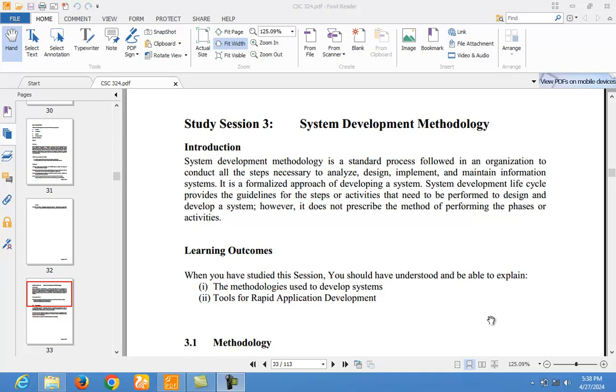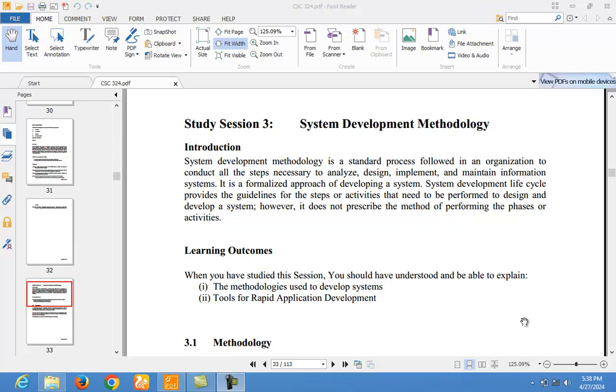We're looking at study 3, system development methodology. How do we develop a system? What are the methods that we use to develop a system? That is what system development methodology is all about. So in this particular session, you should understand the technologies, the methodologies used to develop systems, and the tools for that, which is rapid application development.